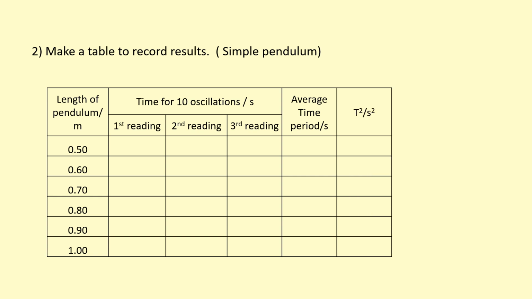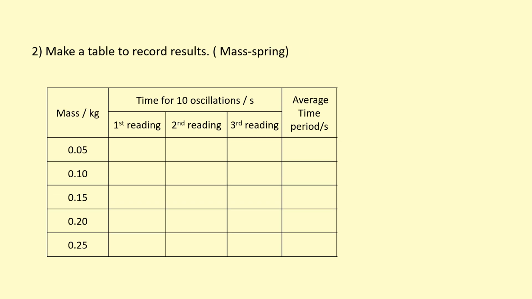Another useful column to have is time period squared in seconds squared, because you're going to use this to plot a graph later. Here's the one for the mass spring system. Here I'm changing the mass. Again, I'm doing 5 sets of data here, but if you're able to do more, that's fine, but just don't go beyond the limit of proportionality and don't put too much weight on the spring because it could topple over and it could become a bit dangerous if it snaps.